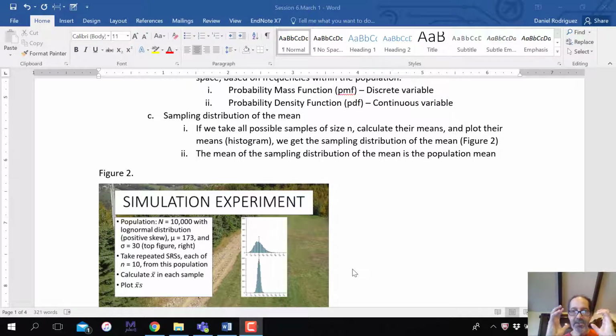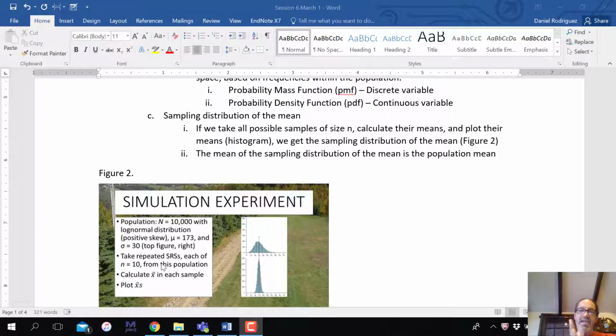So let me just say that again, make sure it's clear. I collect samples of some specific size, and let's just use this example. We have a population of 10,000 with a mean of 173 and a standard deviation of 30. So this is the figure right here. And we're collecting samples of size 10 from that population. So we collect every possible sample of size 10 from that population. For each of those samples, we calculate the mean. And now we use those means as our data points and we plot those means. That plot is a sampling distribution of the mean.